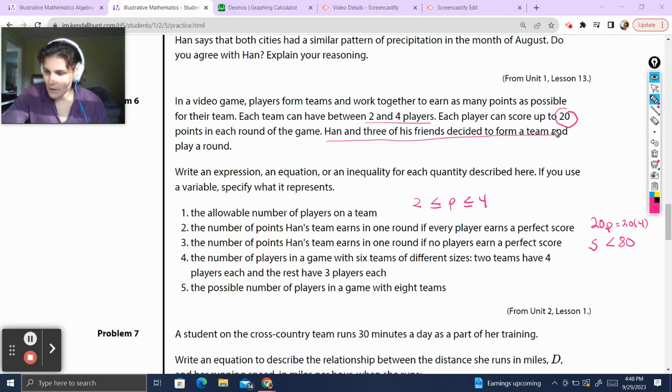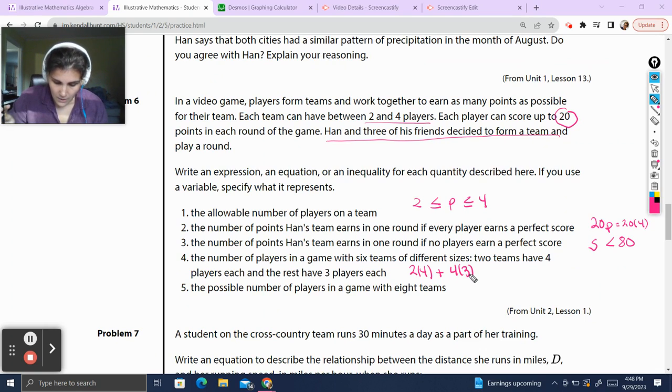4. The number of players in a game with 6 teams of different sizes. 2 teams have 4 players each, and the rest have 3 players each. Well, if 2 teams have 4 players, that would be 2 times 4, plus the rest of the teams have 3 players. So 2 have 4 players, and the rest of the teams means there are 4 teams left. 4 teams have 3 players, and that will get you the total number of players.